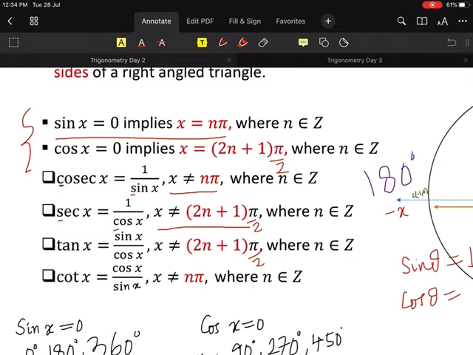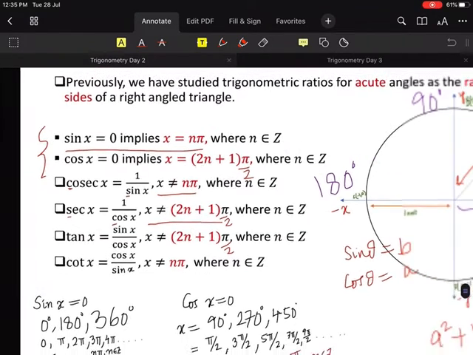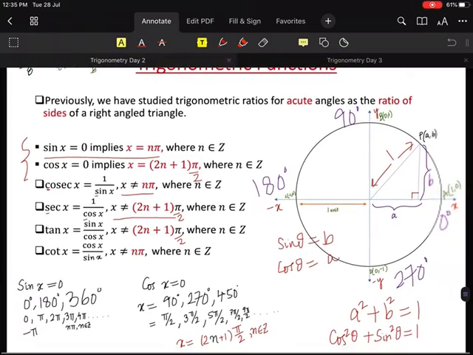Now move on to cot x. What about cot x? Cot x is cos x by sin x. So cot x will be undefined when sin x is equal to 0. And sin x is 0 when x is equal to n pi. So x is not equal to n pi for cot x to be defined. Am I clear, everyone? Yes or no? Understood?